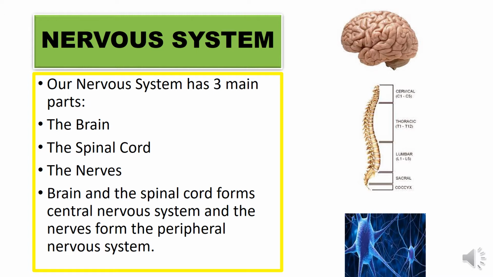Our nervous system has three main parts. First part is the brain. You can see the picture on the right side. The spinal cord and the nerves. All these three parts are controlled by the nervous system. Whatever actions we do, brain and spinal cord form the central nervous system, that is CNS, and the nerves form the peripheral nervous system. Together they control all the other organ systems of our body. Now let's study each one of them separately.